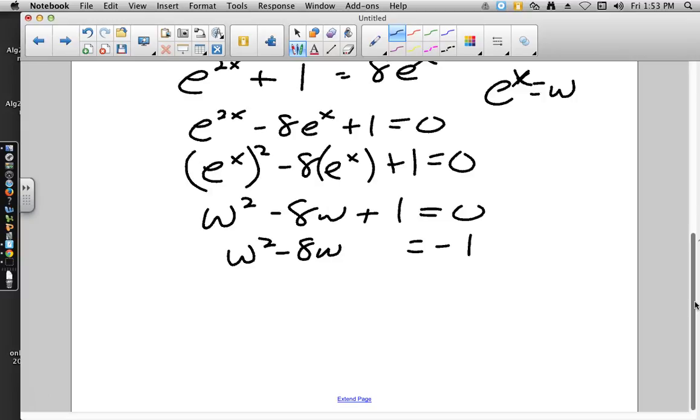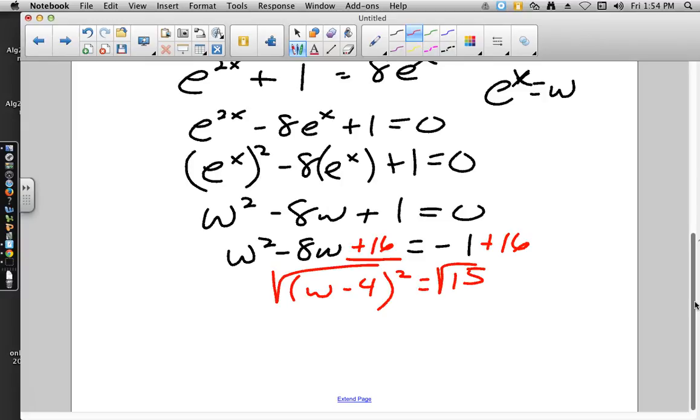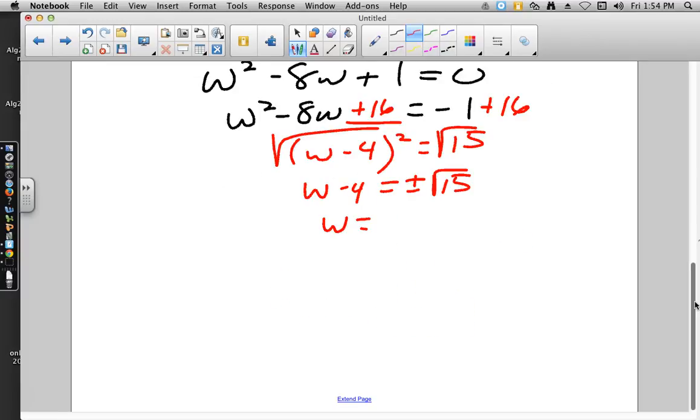Move that 1 out of the way. -8 divided by 2 is going to be -4, and -4 squared is going to be 16. So we're going to add 16 to both sides. That gives us a perfect square trinomial of w minus 4, the quantity squared. Square root that, so w minus 4 equals plus or minus the square root of 15, and add 4.